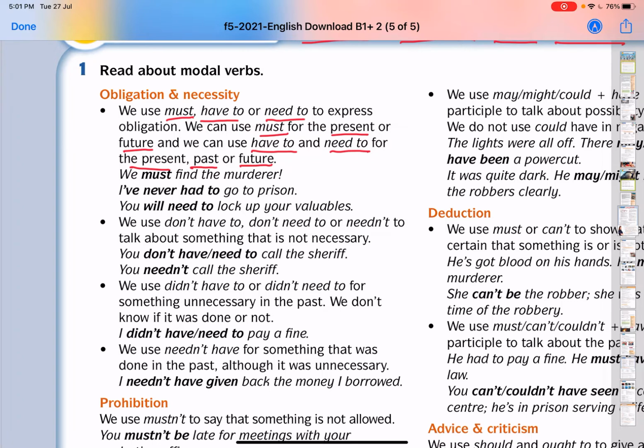We must find the murderer, benda yang sekarang. I've never had to go to prison, benda tu tak berlaku kan. You will need to lock up your valuables, this one is future, it has not happened yet. Okay, next, I'm looking at this part.